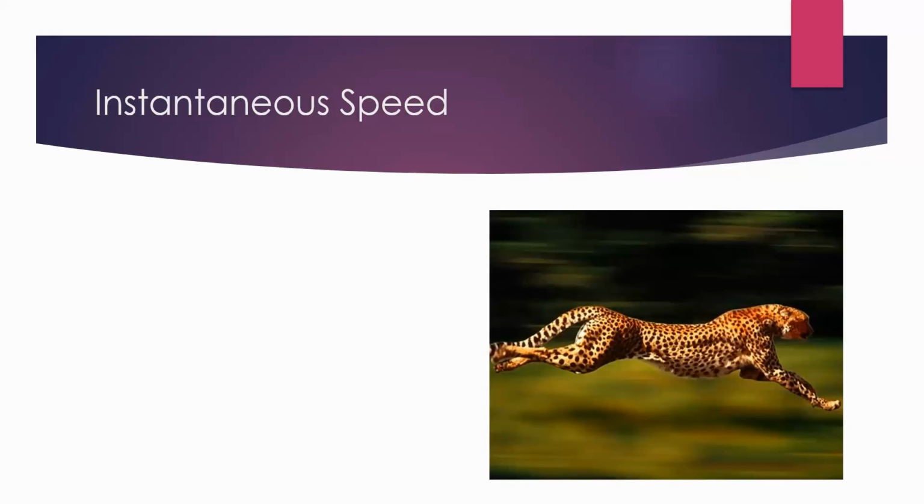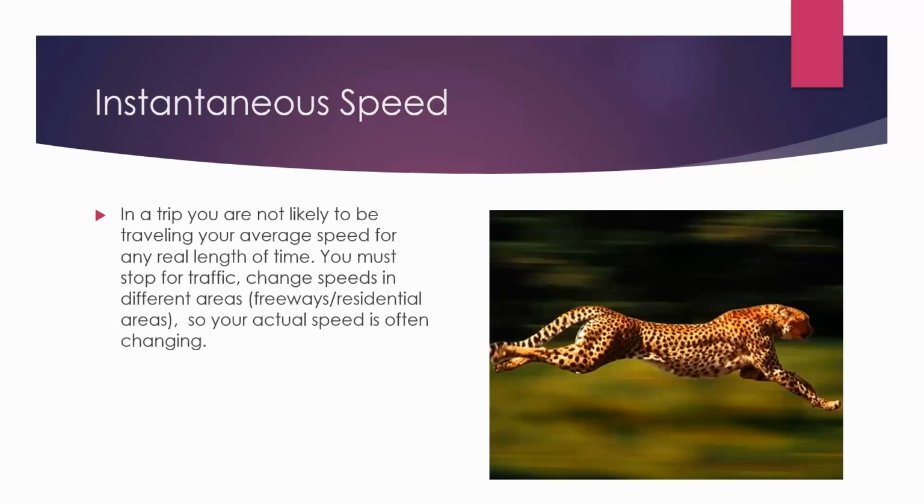Alright, so obviously average speed, not super useful, because it doesn't really describe reality. It can give you an impression of how fast you were going over your total distance traveled, but rarely is that reality. So an instantaneous speed, that is what your speed is right now. So if you stop for traffic, if you change speeds in a different area, whatever it is that's going on, the cheetah that's pictured here probably was at rest and then starts going, and there's a point where maybe it slows down or something like that.